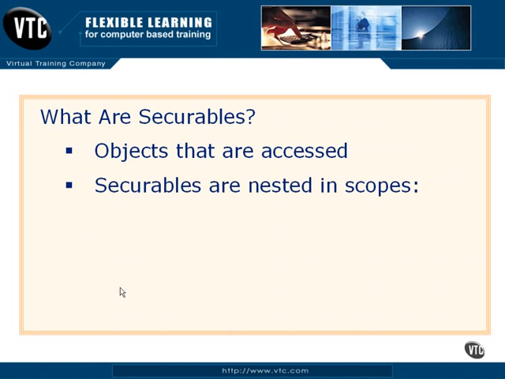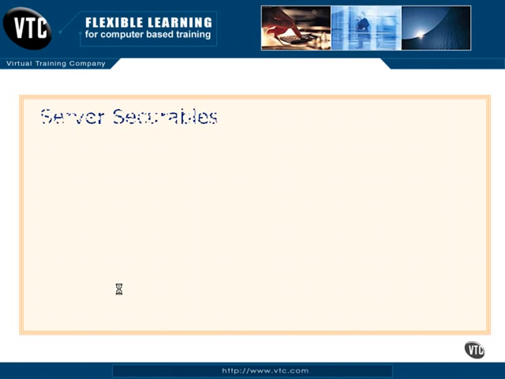Now, securables have been nested in scopes, and this is really cool. You're going to like this. And these scopes are, notice, the server level, the database level, and the schema level. And we'll get to schema a little later in a little bit more detail. You're going to like it.